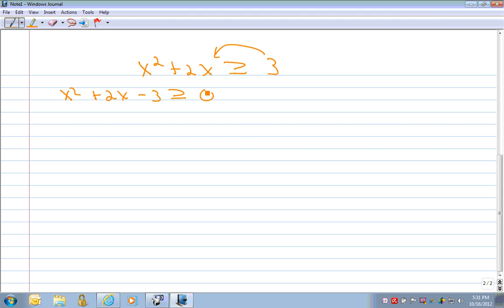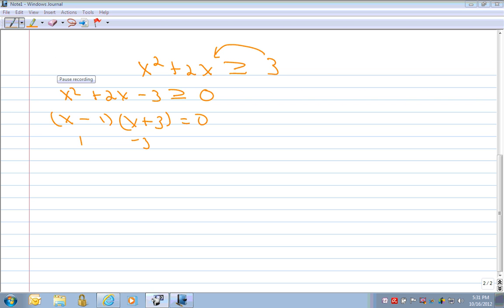All right, and we're going to go through the same thing again. We're going to go ahead and factor: x and x, and this would be a negative 3, or a 3 and a 1, so it'd be a negative 1 and a positive 3. So that's a negative 1 and a positive 3, which would give us a positive 2. And negative 1 times 3 is negative 3. All right, so once we do that, then we've got our critical values at 1 and negative 3.